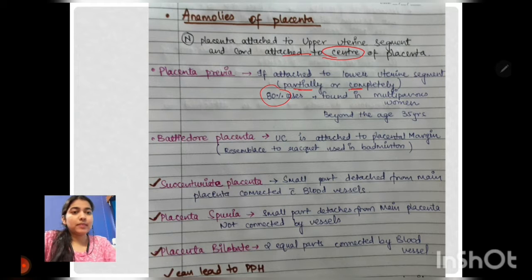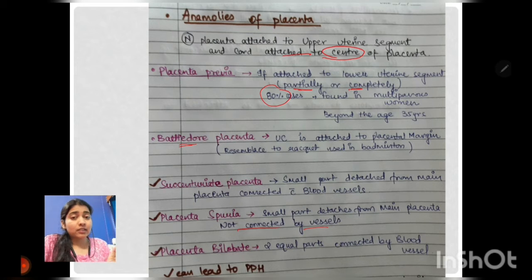Now the battledore placenta. When the umbilical cord is attached to the placental margin, it resembles a badminton racket, which was previously known as a battledore, so it is known as battledore placenta. Succenturiate placenta is when a small part is detached from the main parent placenta. When the small part is detached but connected with blood vessels, it is known as succenturiate placenta. Placenta spuria is a small part detached from the main placenta, but there is no connection with the parent part, not connected by vessels.